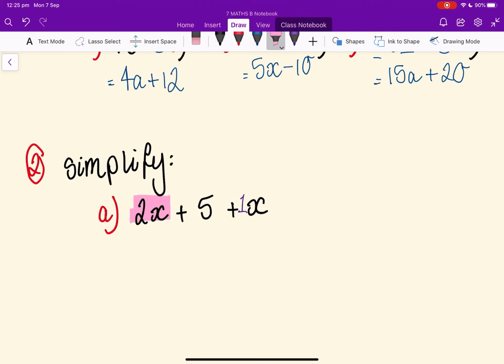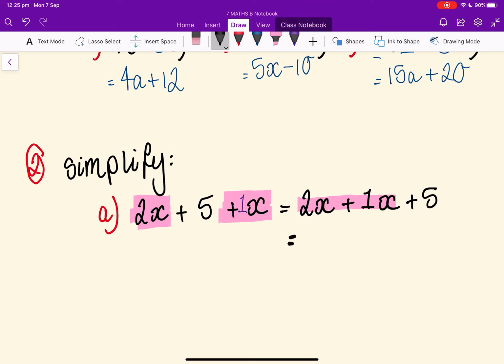So what I do is, and remember we take what's in front. If there's a plus symbol in front, we take that. I put them next to each other. So I'm going to rewrite this expression, 2x plus 1x plus 5. And I'm going to combine my like terms.